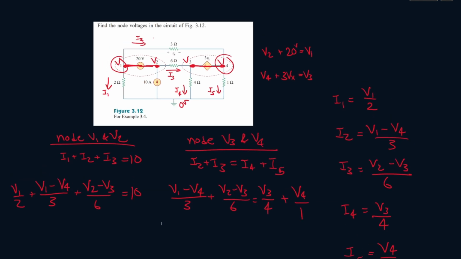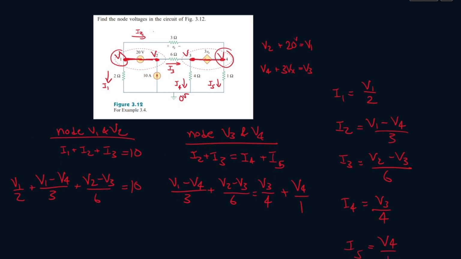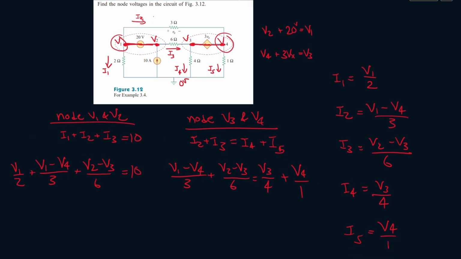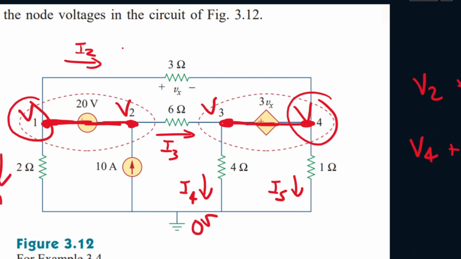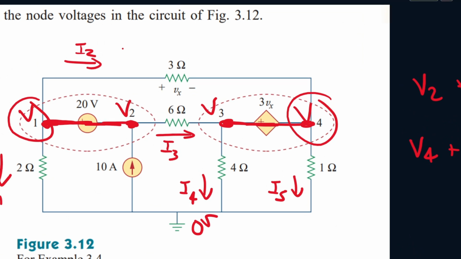So that's why we can now use these ones. V2 plus 20 equals V1, that's another equation. And V4 plus 3Vx equals V3, that's another equation. But notice that if we have Vx, then we would need 5 equations. But we can get rid of Vx, because Vx is this portion, and Vx equals the current passing through this resistor times the resistor value. So it'll be I2 times 3 ohms.